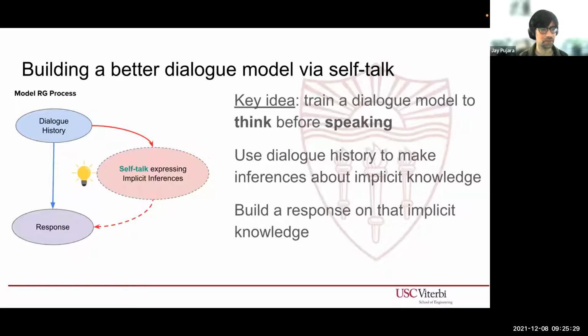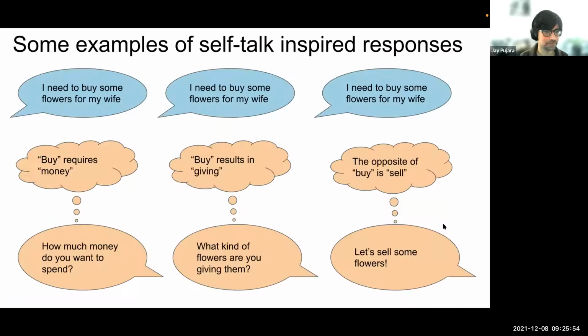So what we'd like to do is build a better dialogue model. And what we're going to allow the dialogue model to do is talk to itself. And so this is recent work that's under review. And the idea is that we're going to have a dialogue model produce and materialize a set of inferences and call that self-talk. And then we're going to try and make a response using those inferences. Next slide. Next slide. So here's some examples.